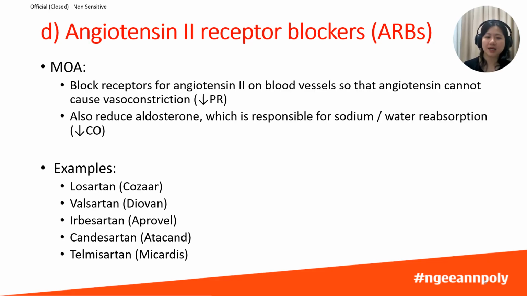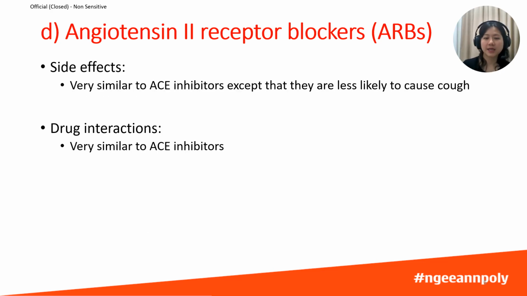Examples of ARBs are losartan, brand name Cozaar, valsartan, brand name Diovan, irbesartan, brand name Aprovel, candesartan, brand name Atacand, and telmisartan, brand name Micardis. The side effects of ARBs are very similar to ACE inhibitors, except that they are less likely to cause cough. Hence, those who can't tolerate the dry cough from the ACE inhibitors can switch to ARBs. In terms of drug interactions, they are also very similar to ACE inhibitors.